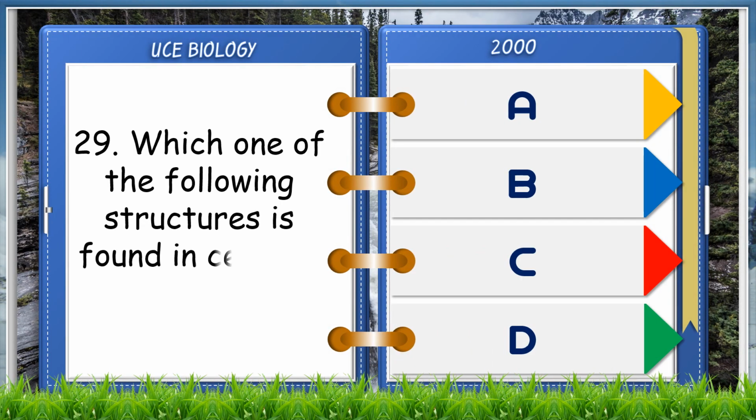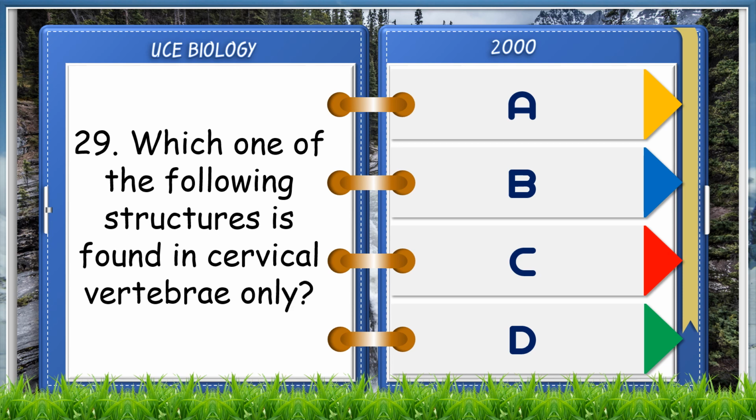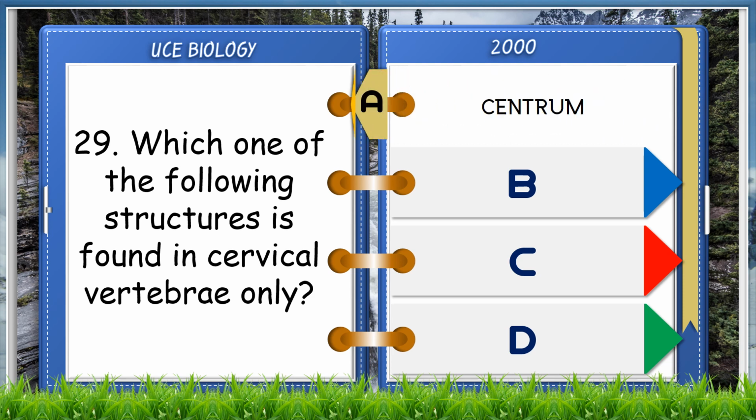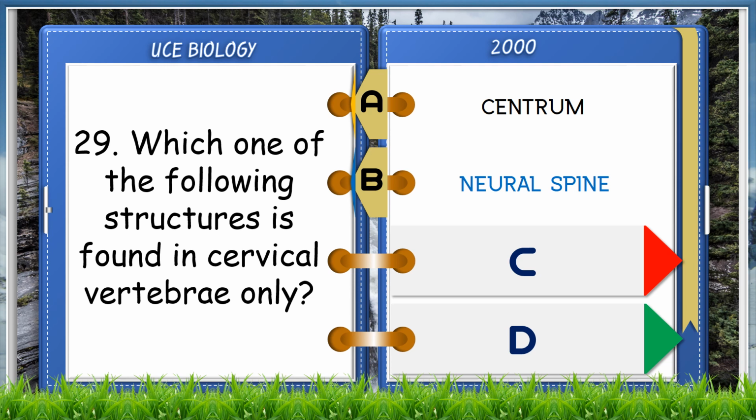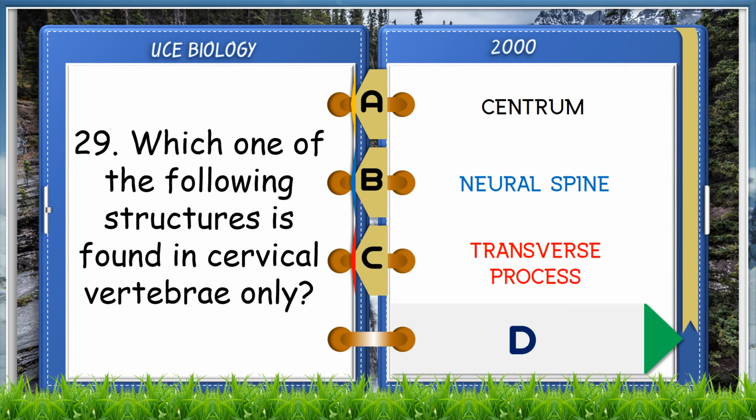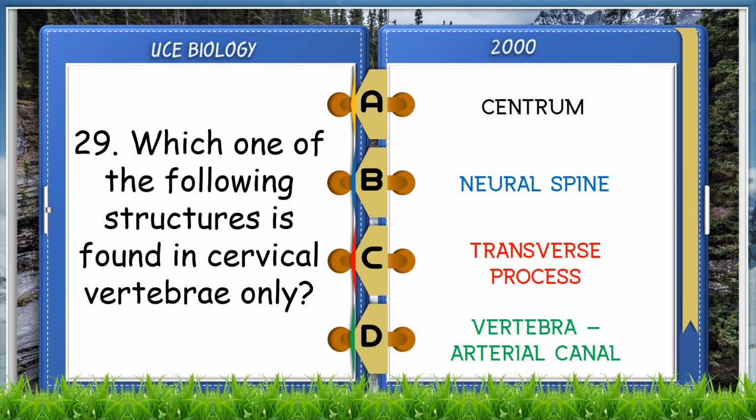Which one of the following structures is found in the cervical vertebrae only? A. Centrum. B. Neural spine. C. Transverse process. D. Vertebrarterial canal. The answer is D. Vertebrarterial canal.